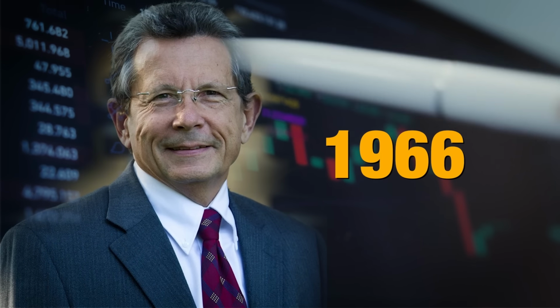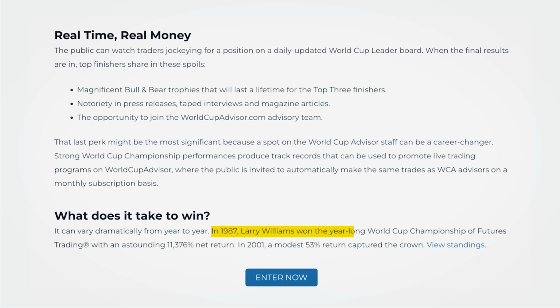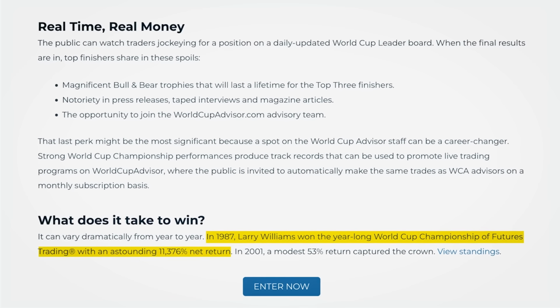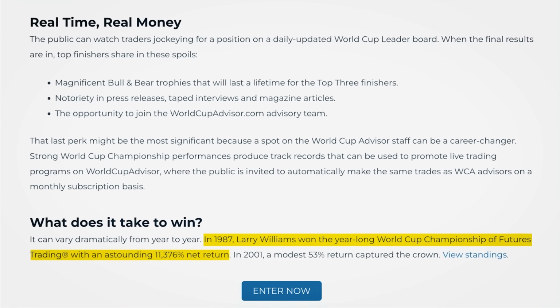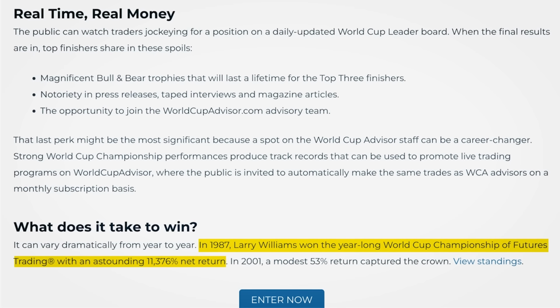Larry Williams launched his trading career in 1966 as a stock trader. He reported an astonishing 11,376% return in the 1987 World Cup Trading Championships, known as the Robbins Cup. Williams, primarily focusing on stocks and commodity trading, has authored 11 books and dedicated his life to promoting them through live seminars around the globe.